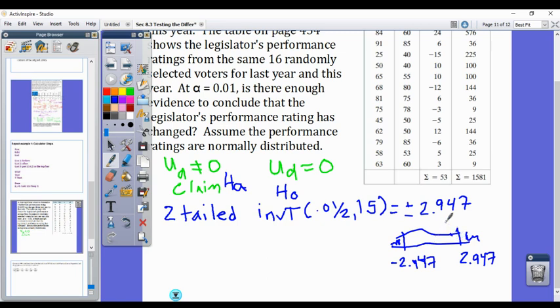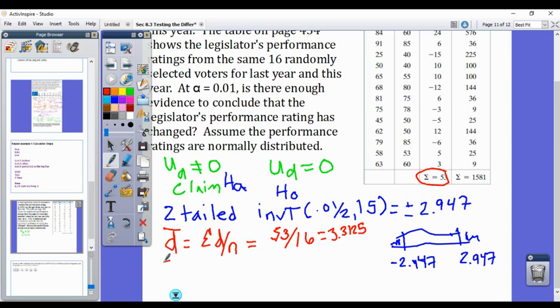So now that I have all of that, let's go ahead and calculate the rest of the things that I need. So we're going to calculate our d bar. Okay, so to do that, we're going to take the sum of d and divide it by n. So in this case, it's 53 divided by 16, which is 3.3125.